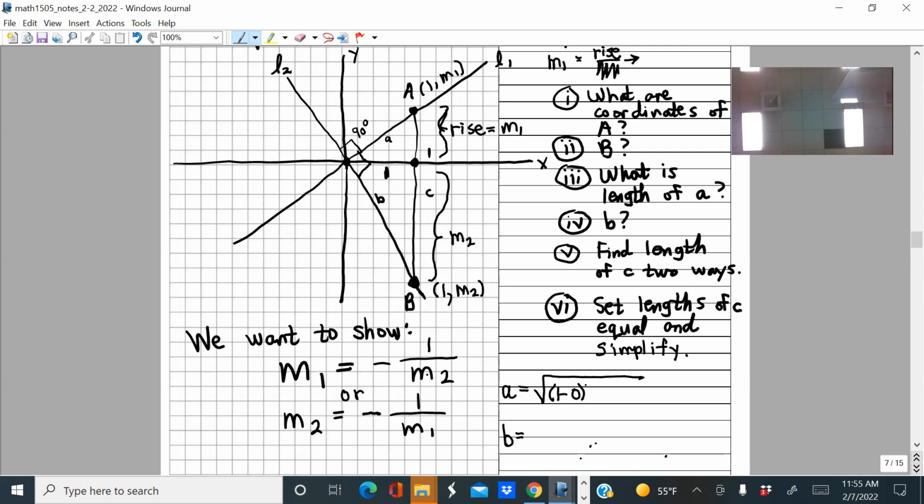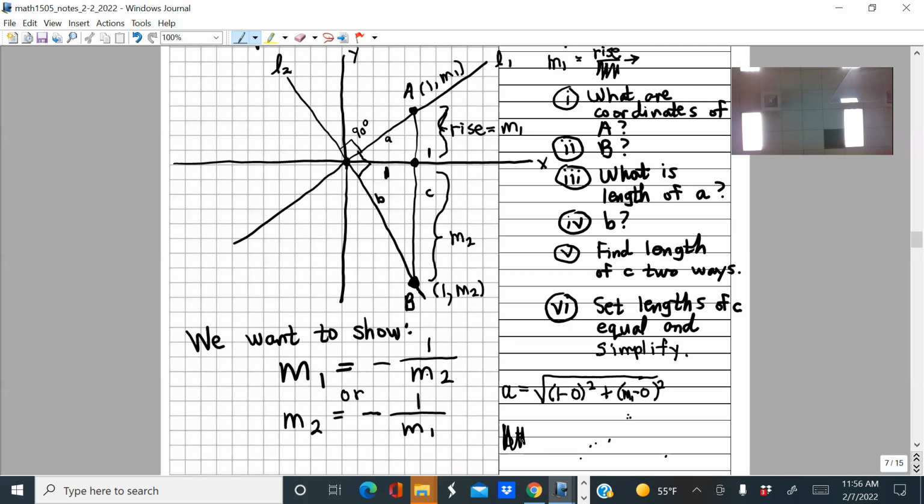So you have 1 minus 0 squared. That's all there is to it. Plus, now, the difference in the y coordinates squared. So the y coordinate of this point is M1, as we discussed, right? What's the y coordinate of the origin? 0. So you have M1 minus 0 squared. That's an M sub 1 there.